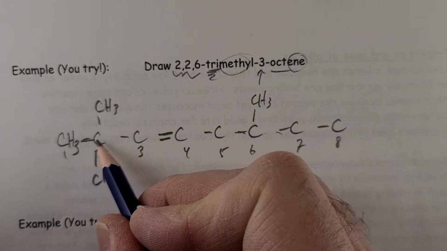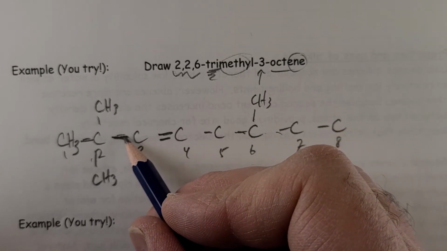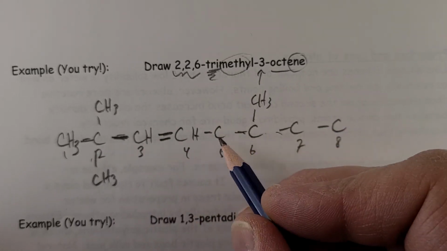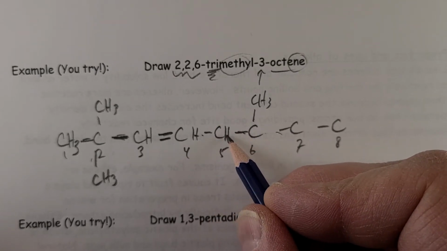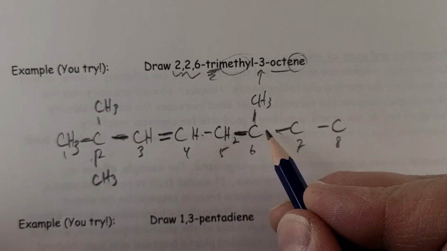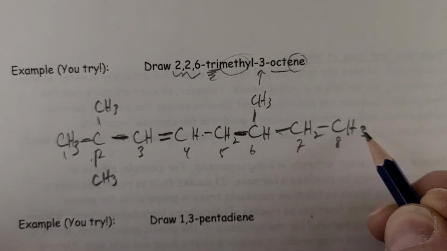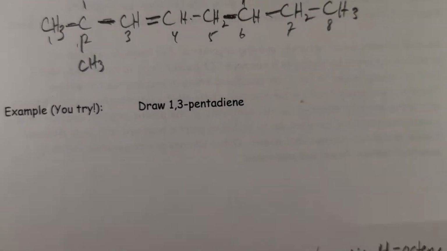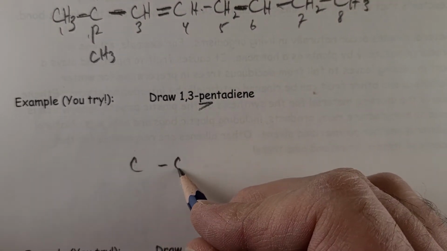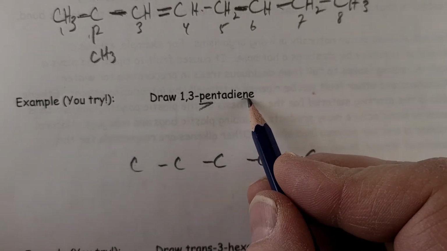This carbon, 1, 2, 3, 4, it doesn't need an H. This carbon, 1, 2, 3, needs 1. 1, 2, 3, needs 1. 1, 2, needs 2. This carbon, 1, 2, 3, so it needs a single H. This one needs 2, and this one needs 3. There we go. This one, pent. That's 5, of course. 3, 4, 5.